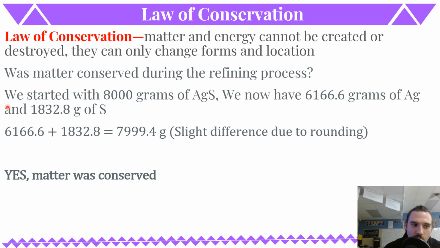If you add the masses of your two products up, you get the mass of your starting reactant again. There was a slight difference because I rounded a little bit, but overall we got 8,000 grams as our final answer. So yes, matter was conserved in this case. And this is why stoichiometry works: we know matter has to be conserved. That's how we know all these numbers work out, because they have to. That's the law of conservation.